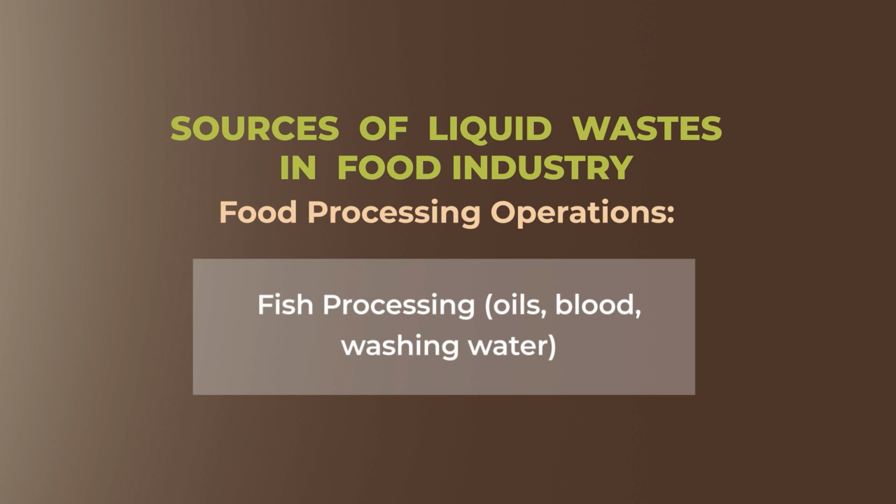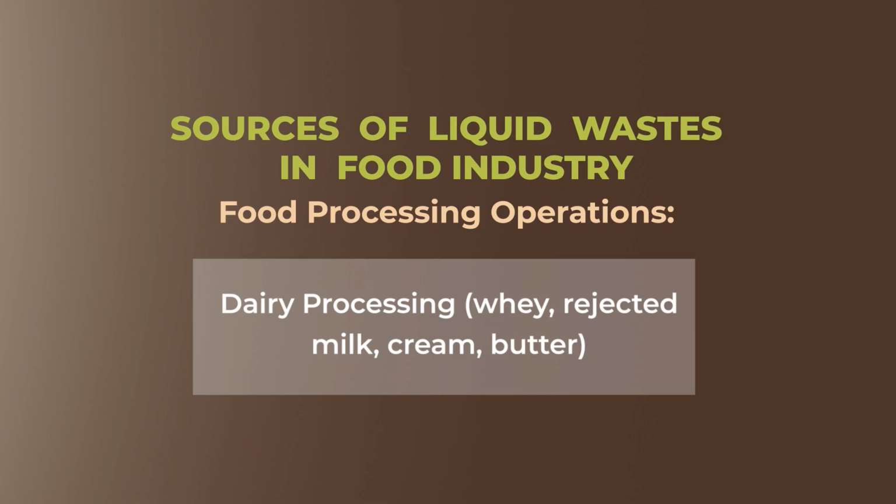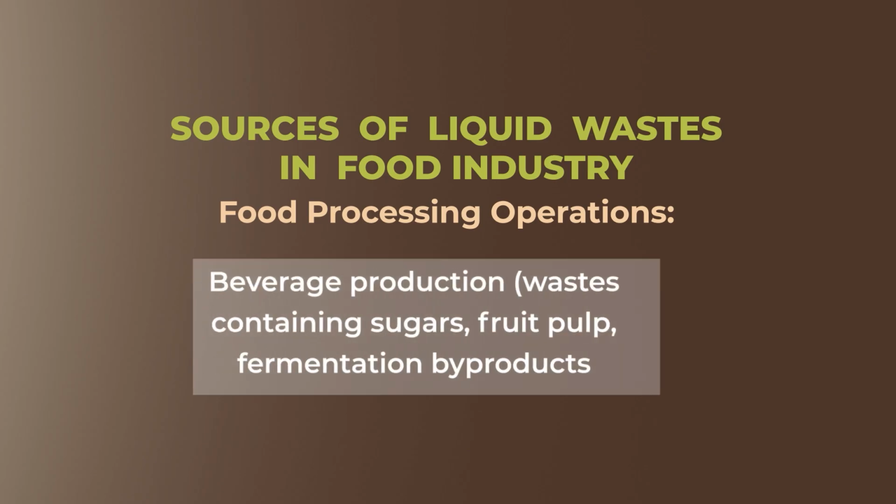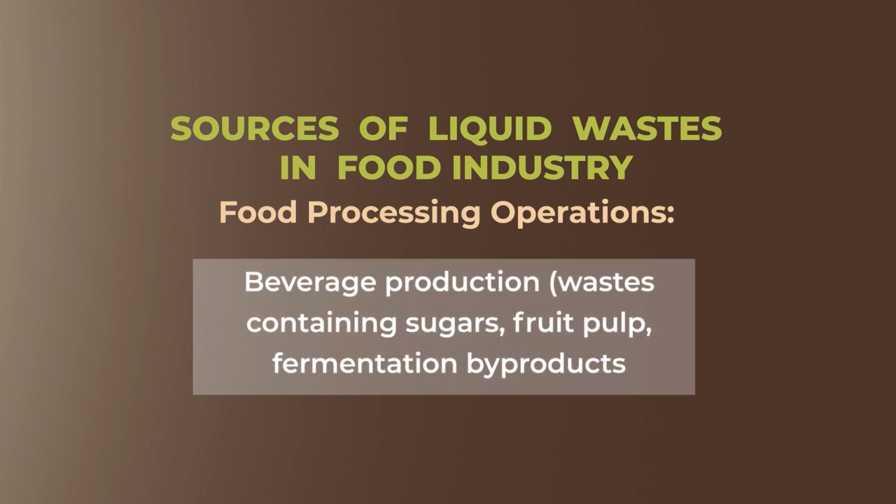The fat of the animals, similarly for fish processing also, the oils, the blood and washing water can form the wastewater. In the dairy processing unit, the liquid, the rejected milk, the whey, the buttermilk, cream, butter, these can also form part of the wastewater. In the beverage production area, the wastes can contain the sugars, the fruit pulp, and also from the alcoholic beverage production area, the fermented byproducts.